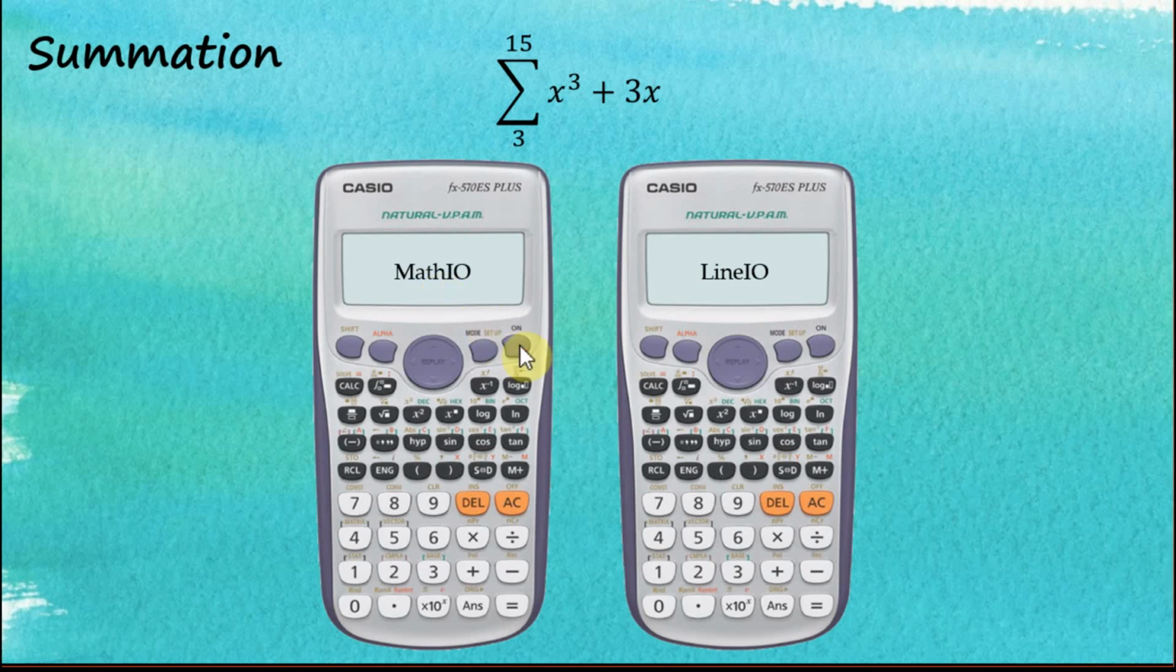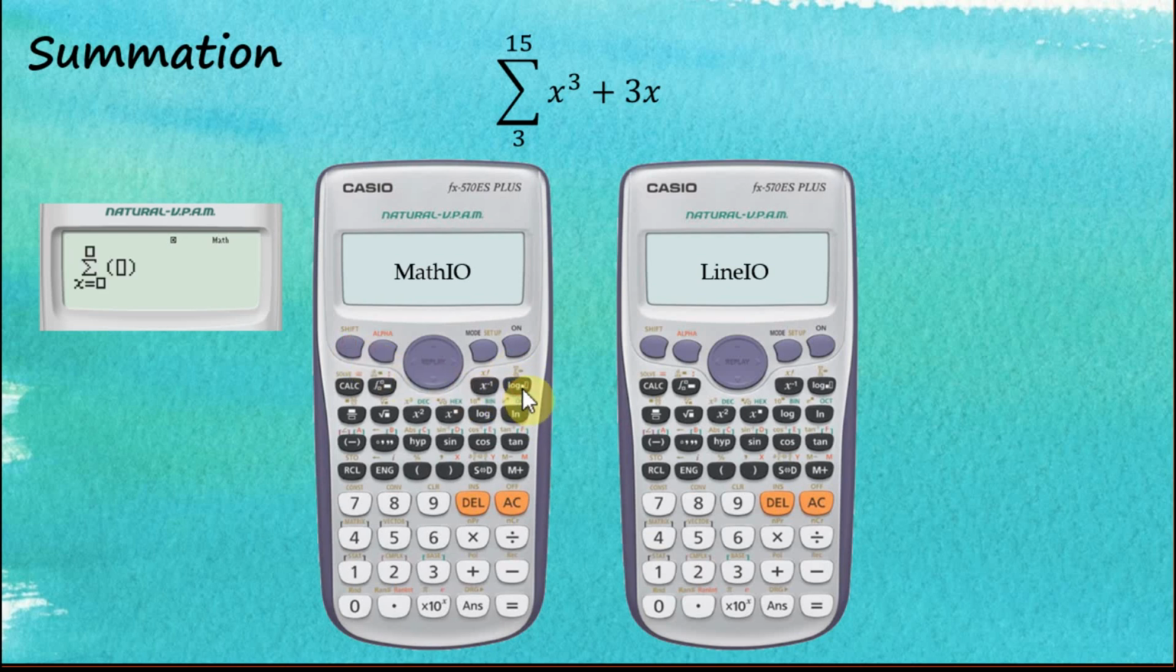Let's switch on the calculator. As usual, if we would like to perform calculations, we start with the container, and the container for summation is here. So shift summations, and then we can see that we have three subcontainers here. This is the first one, this is the second one, this is the third one.